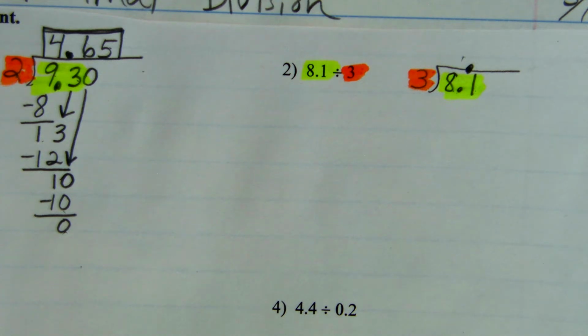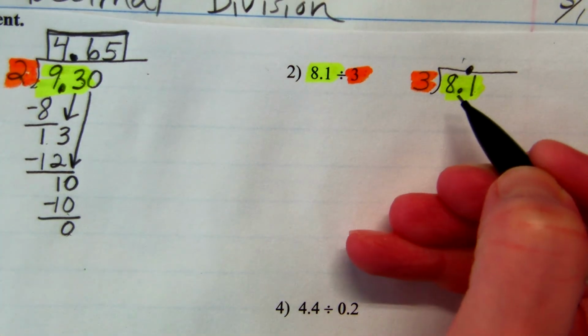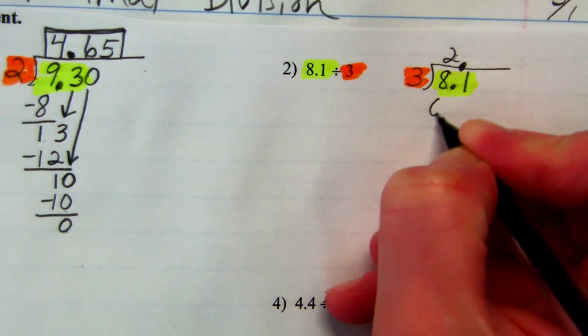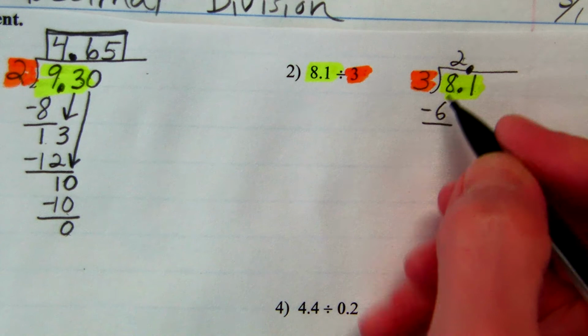So think 3 plus 3. 9. Is, somebody want to help me out? What's 3 times 2? 6. So we're going to put 2 up here and use 6. So we've got to be careful that we don't go over, but that was a good try.